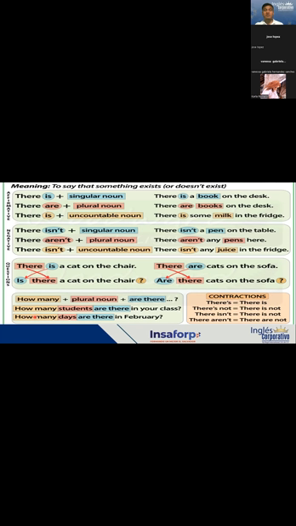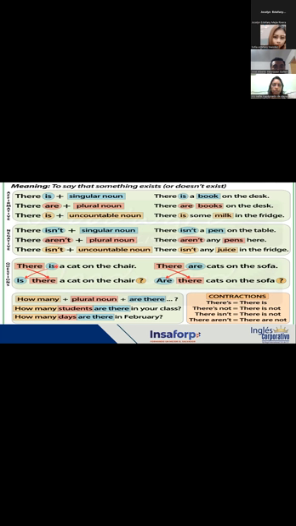Now, if someone asks you the question, how many days are there in February? ¿Cuántos días hay en febrero? José Alberto, what would you say to that question? Eight. Say that again. 28. Una respuesta más elaborada, ¿cómo la diría? Sería, are 28 days. No. There are 28 days. There are 28 days.